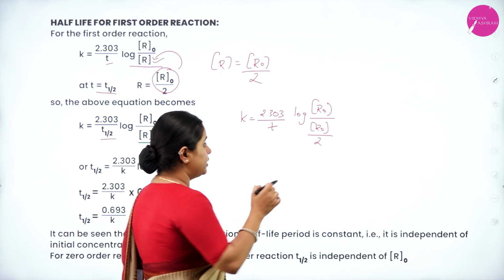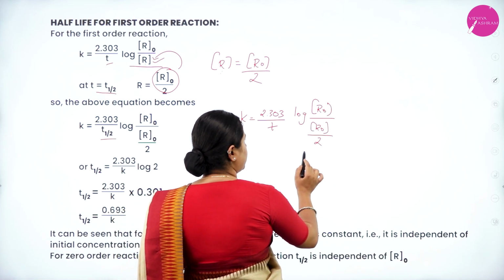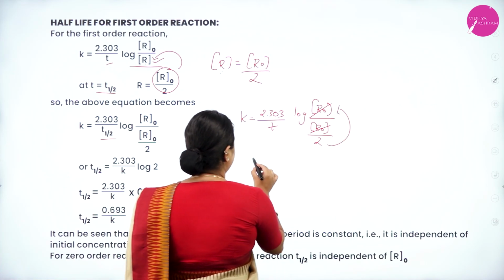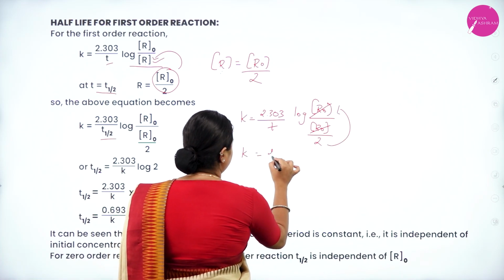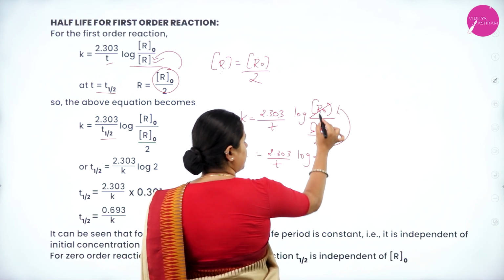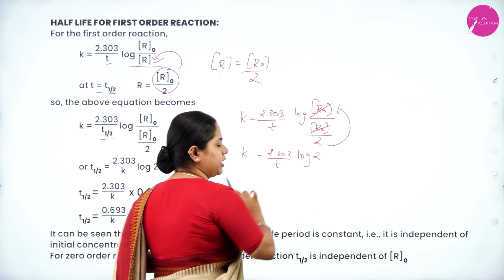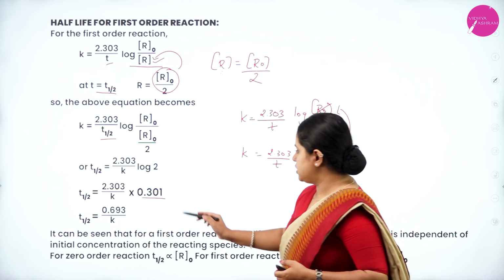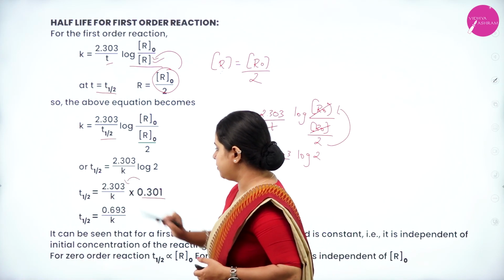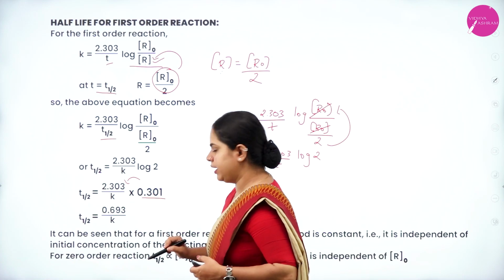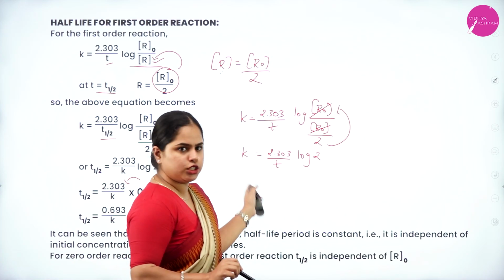Now we are taking this part to the numerator, means what? This R0 and R0 will get cancelled and this 2 will come to the numerator. So you will get K is equal to 2.303 by T half, and you will have log 2. Now what is the log 2 value? 0.301. So this 0.301, if you are multiplying with 2.303, you will get 0.693, and you have it divided by K here. That is by the rearrangement of this.